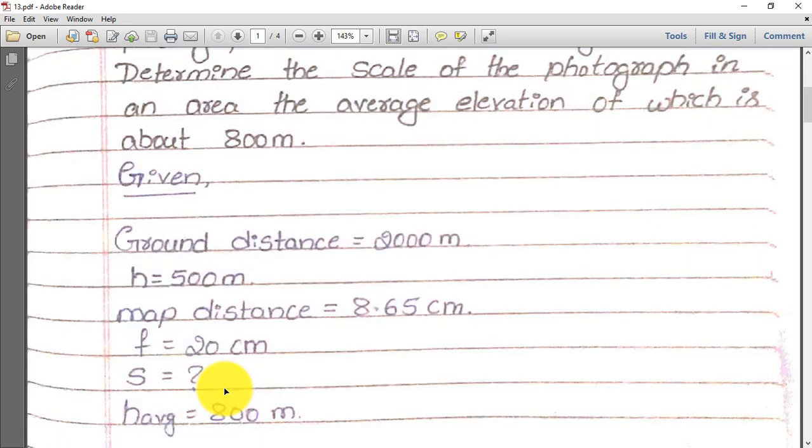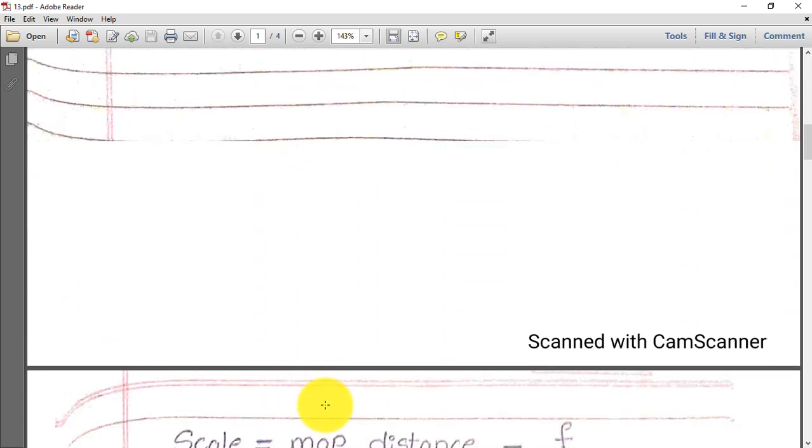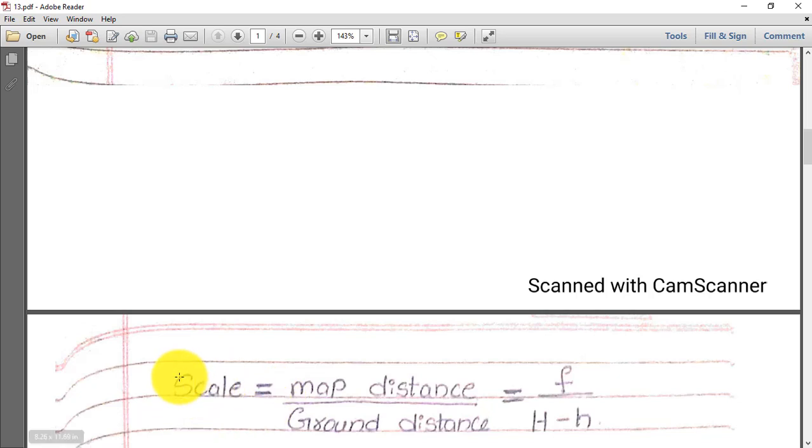So how do we need to find it? What are the formulas we have for scale? We have so many formulas for scale. Scale is equal to f divided by H minus h. Scale is also equal to map distance by ground distance. So many formulas are there, right? In which formula can we use this one? Just go to the first one. See here, scale is equal to map distance by ground distance. This is one formula. Again, scale is equal to f divided by H minus h. This formula. Clear?